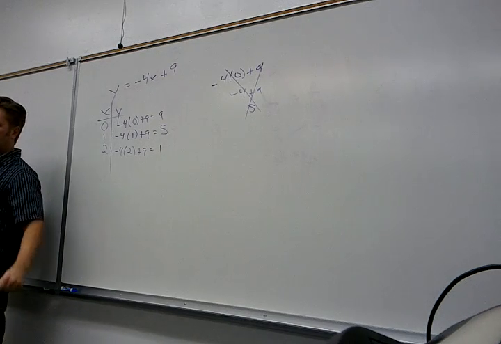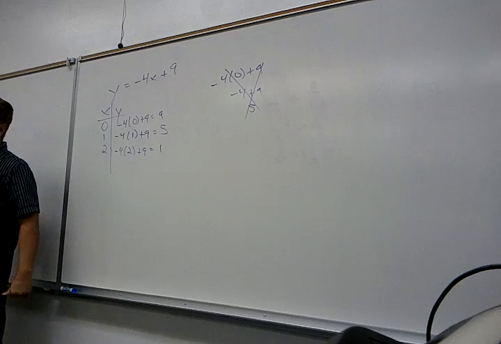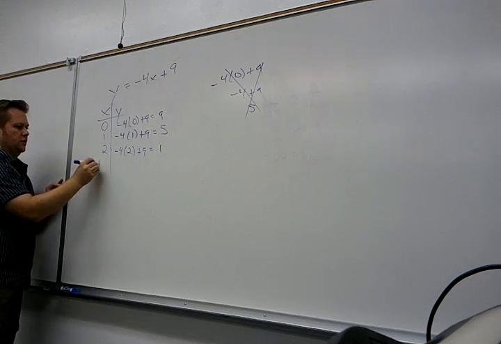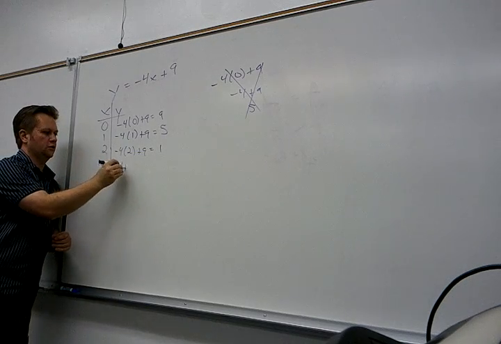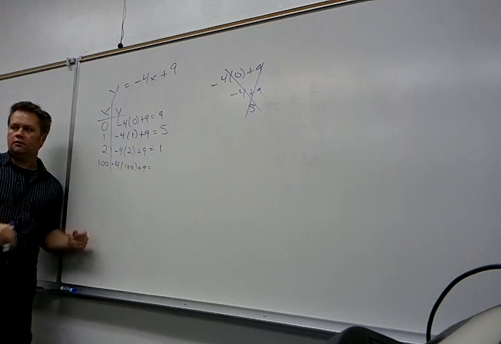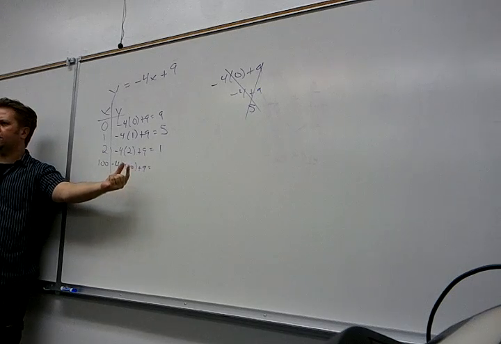So it'll always work, no matter what numbers you pick. Exactly. So if I picked 100, I'm not going to graph this, but this will be negative 4 times 100 plus 9. Negative 400 plus 9 is negative 391.